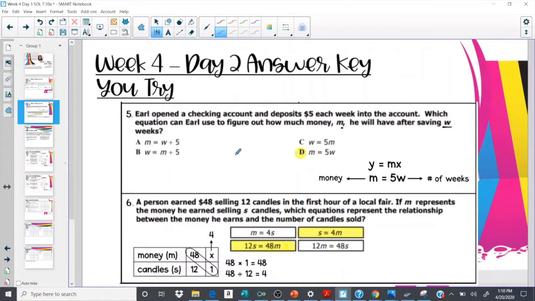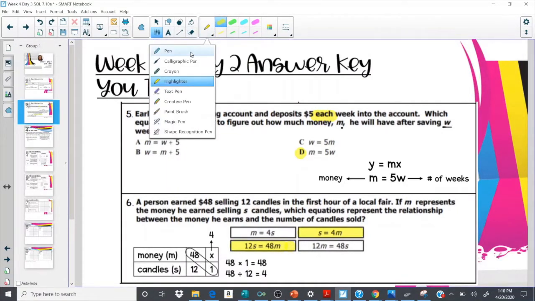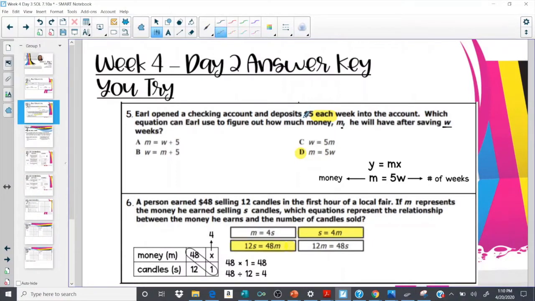Earl opened a checking account and deposits $5 each week into the account. Which equation can Earl use to figure out how much money M he will have after saving W weeks? Okay, so again, we're trying to find words that represent the slope. And I see the word each. What is he doing each week? He is depositing $5 into his account each week, which means 5 is your actual rate of change. So that would represent your slope.